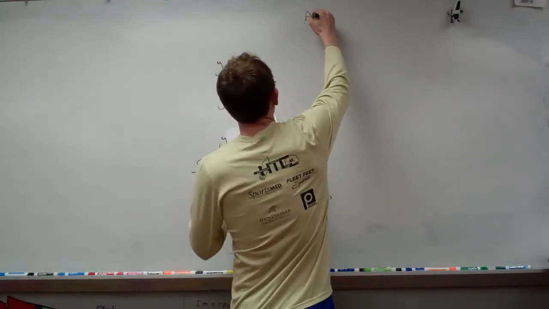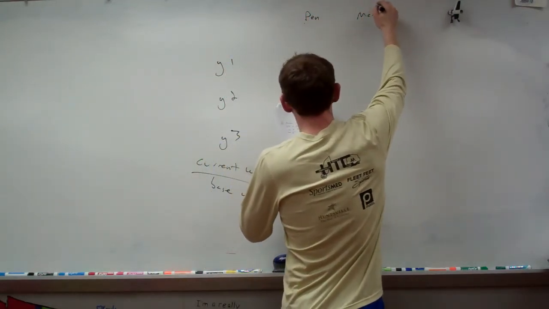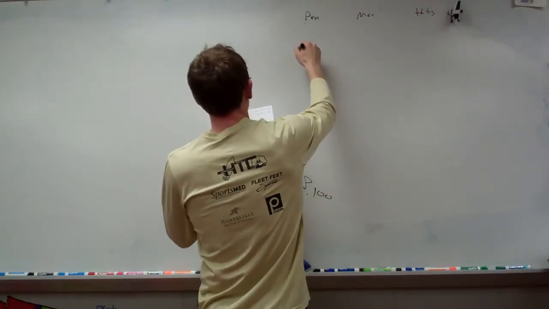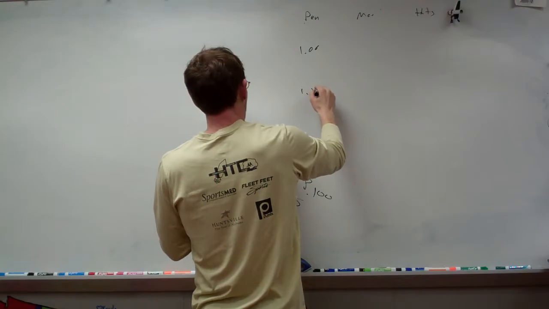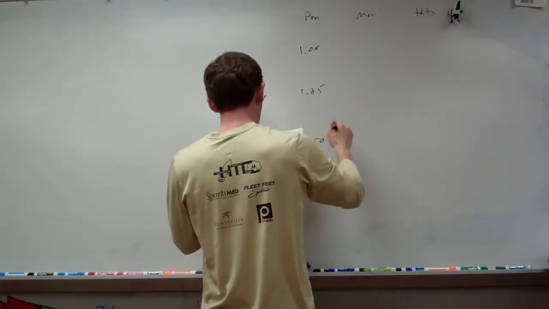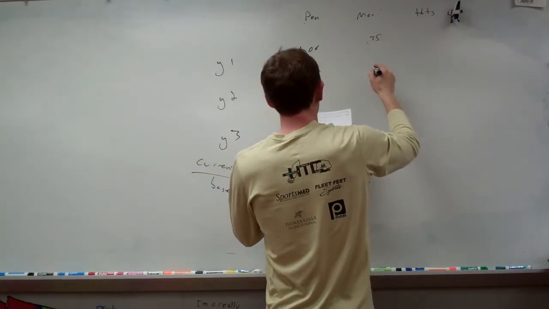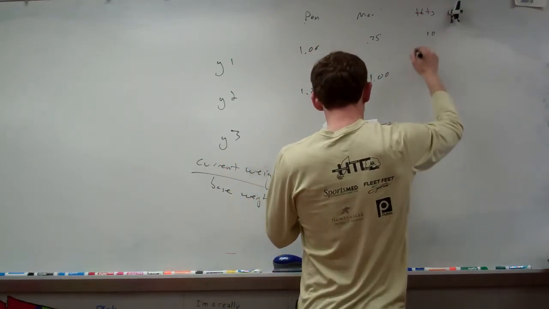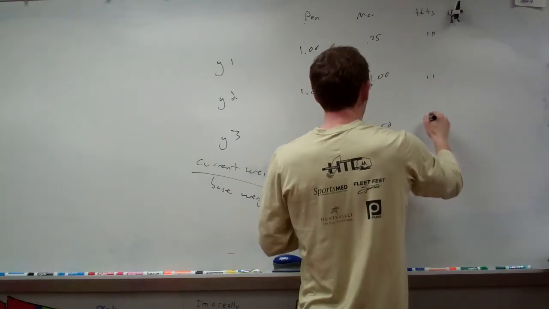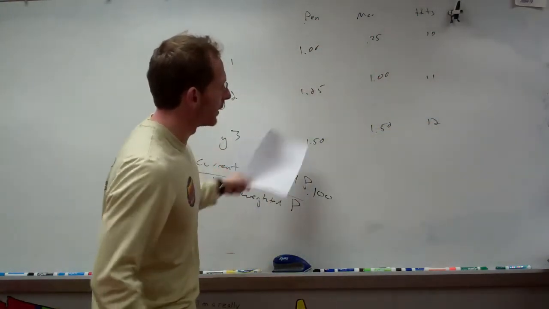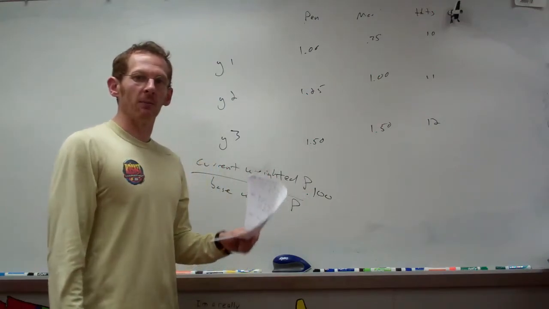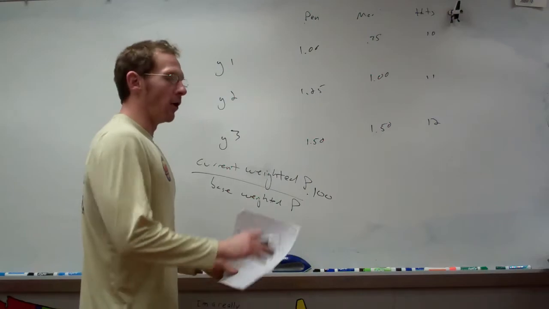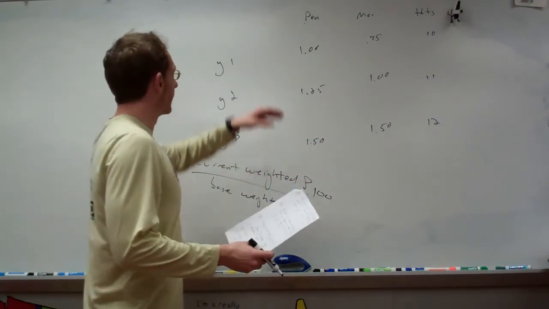Alright. You have pens, you've got markers, and you've got hats, right? And it's $1, $1.25, $1.50, 0.75, $1, $1.50, 10, 11, and 12. And I gave you quantities on all of these. But remember, if we want to compare apples to apples, you have to use the same quantities every year. So the only quantities that really mattered in this were year 1's quantities.